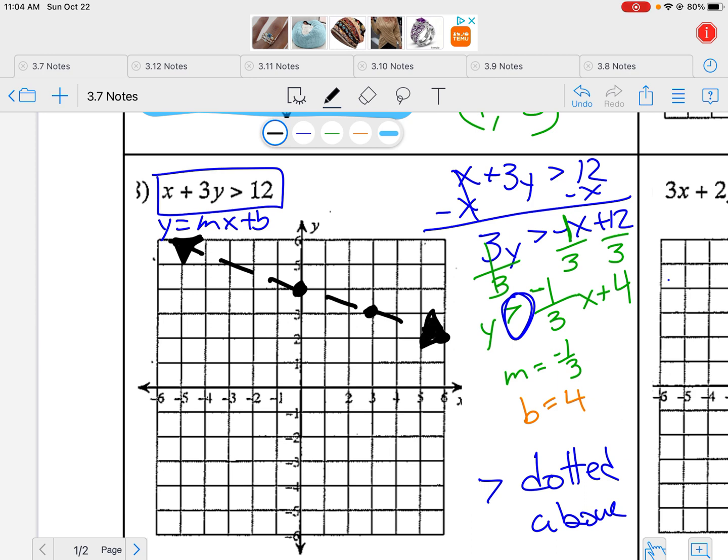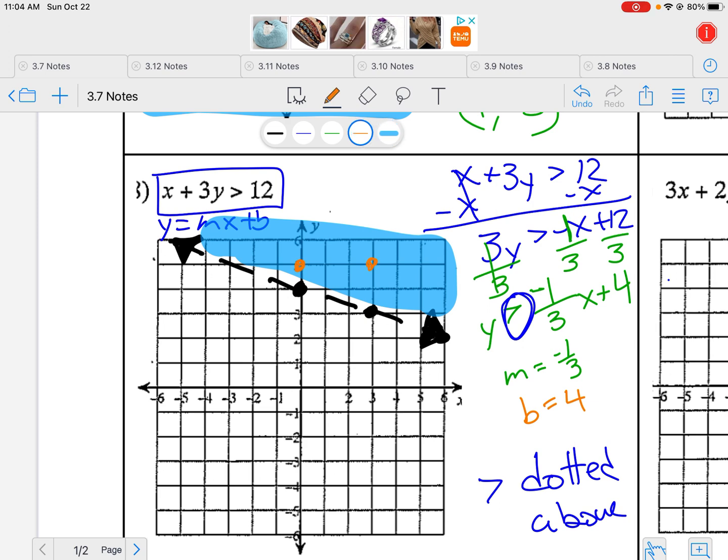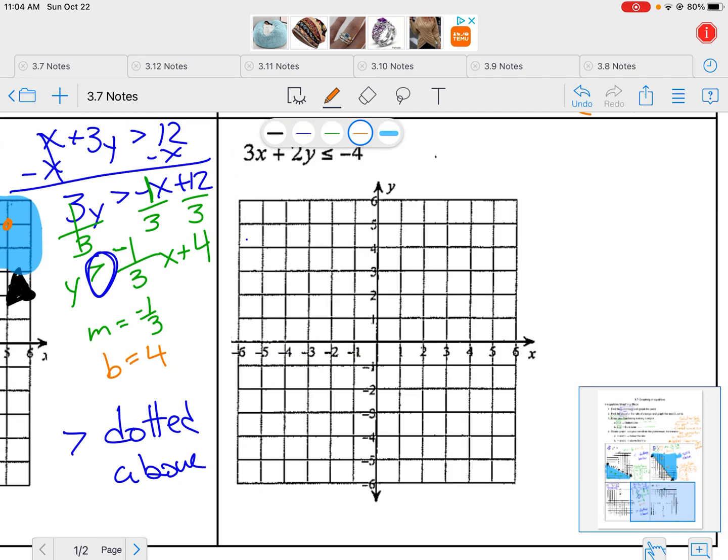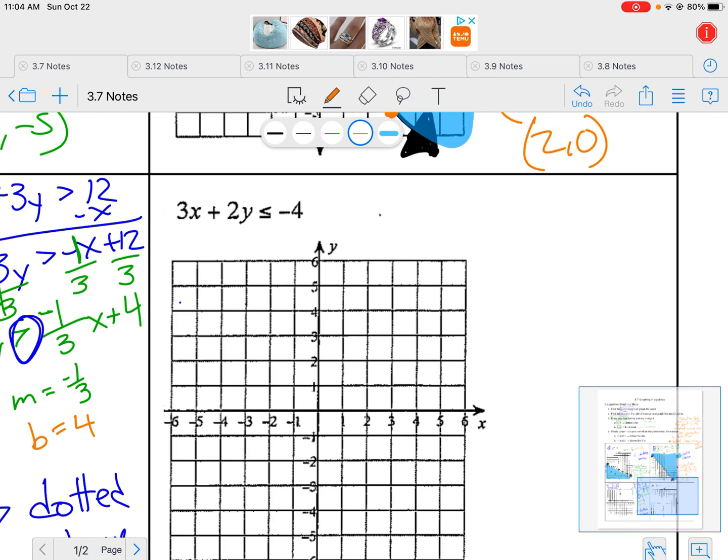So remember, if it's dotted, we cannot shade the line itself. If it's above, we're going to do everything above the line. And so that is my shaded area. And again, anything in the blue can be a solution and part of my solution set. All right, so let's look at one more problem.